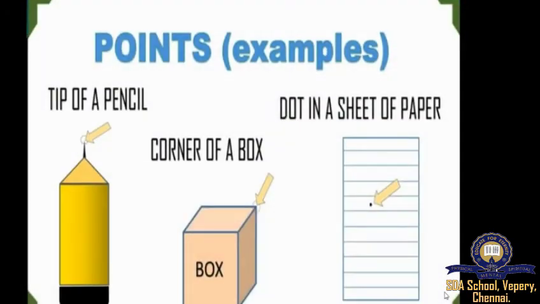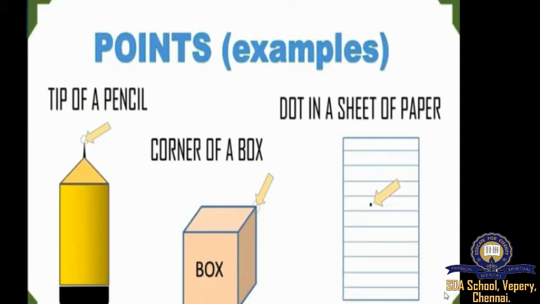The examples of points are the tip of a pencil, the corner of a box, and a dot on a sheet of paper. Now we'll move on to lines.